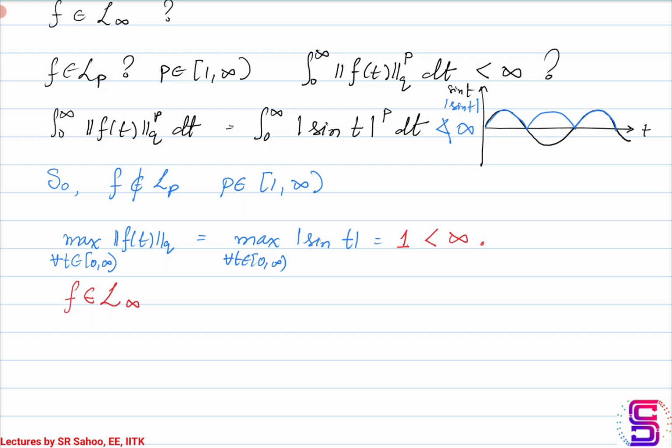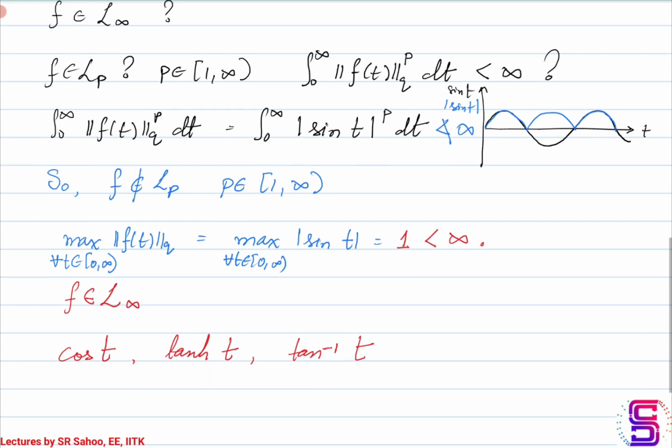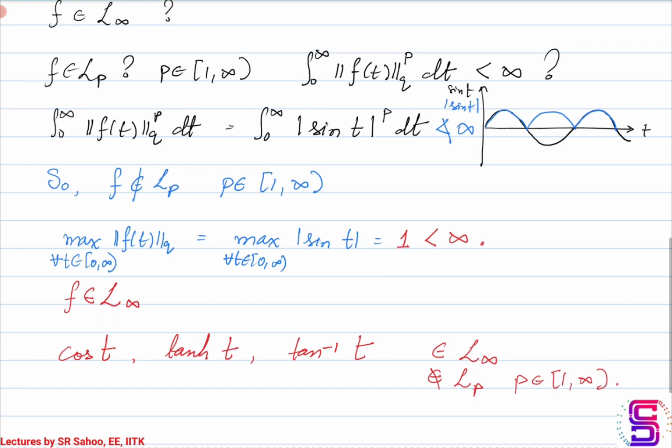Similarly, you can verify for signals like cos t, tan hyperbolic t, tan inverse t, that these signals will belong to L infinity but do not belong to any other LP, or p belonging to 1 to infinity, infinity excluded, of course.